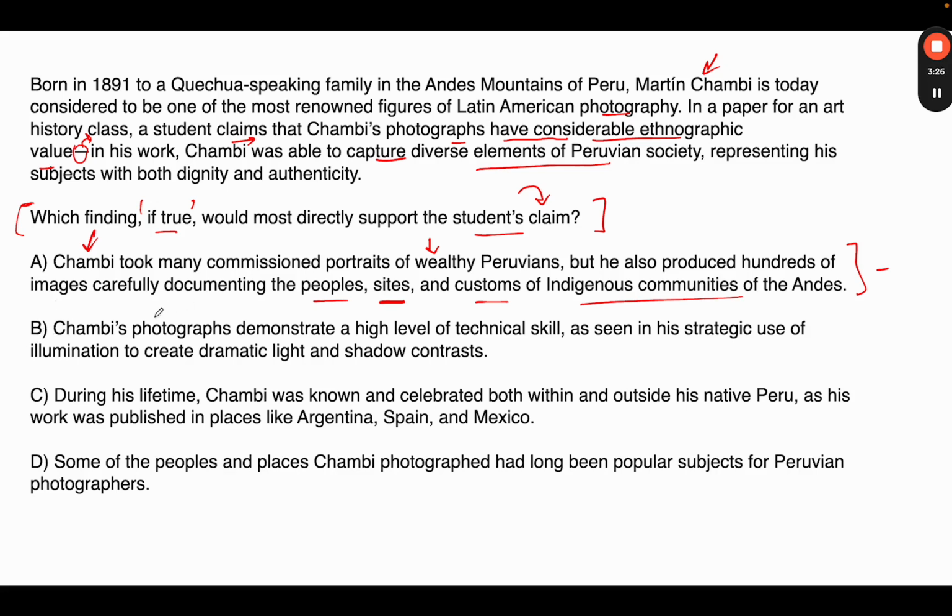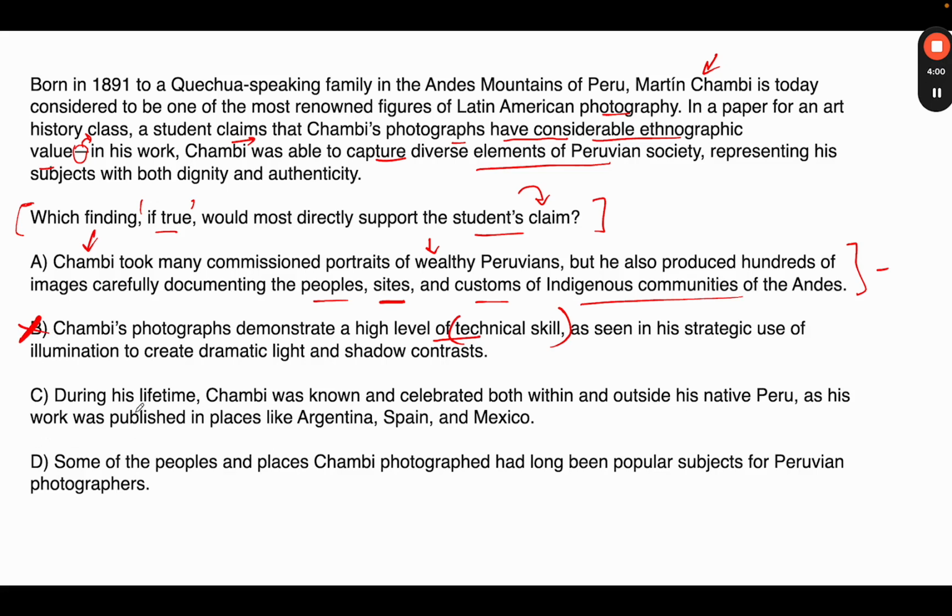Let's look at B. Chambi's photographs demonstrate a high level of technical skill. Now hold on. Is there anything about his technical skill the student is claiming? The student is not even talking about his technical skills, right? The student is more concerned about the types of photographs taken by Chambi. Correct? So nothing about the technical skill. I have a problem with this, and that is why I'm going to eliminate B.